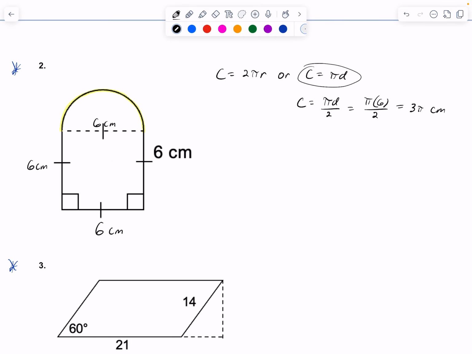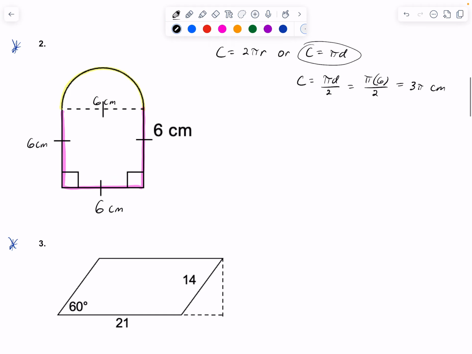Now I'm going to find the distance around for this part of the square. The common mistake here would be to include the fourth side of that square, but you should not because it's the distance around this figure. So the perimeter is actually going to be 3 sides of the square, so 6 plus 6 plus 6, those 3 sides, and then plus that circumference, which is that 3 pi. So the perimeter of this shape is going to be 18 plus 3 pi centimeters.